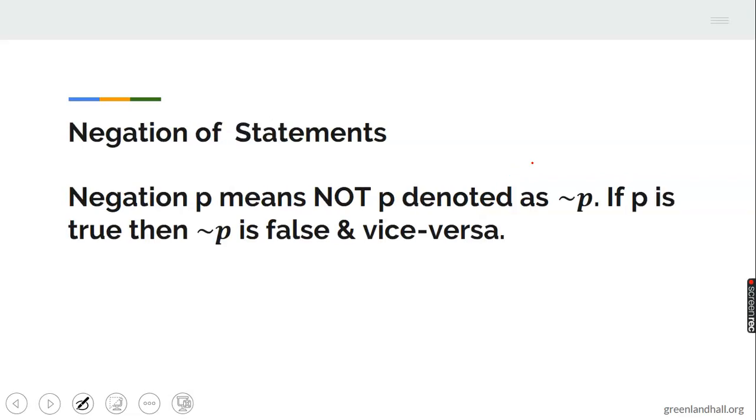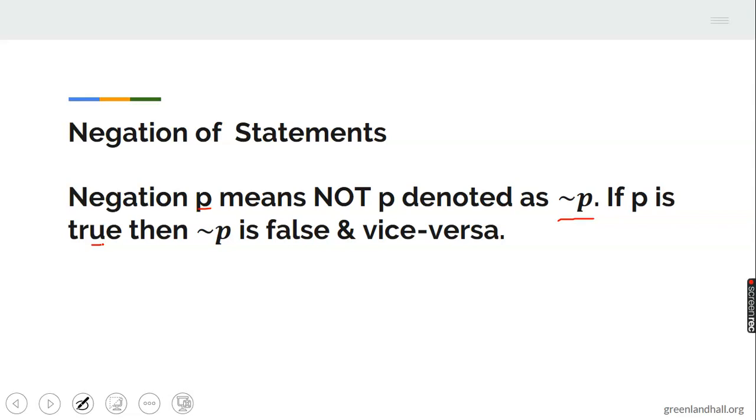Negation of statements. Negation of statement P means not P, and is denoted by this negative symbol. This is not P. You should know that if P is true, then not P is false, and vice versa. That is, if P is false, then not P will be true.